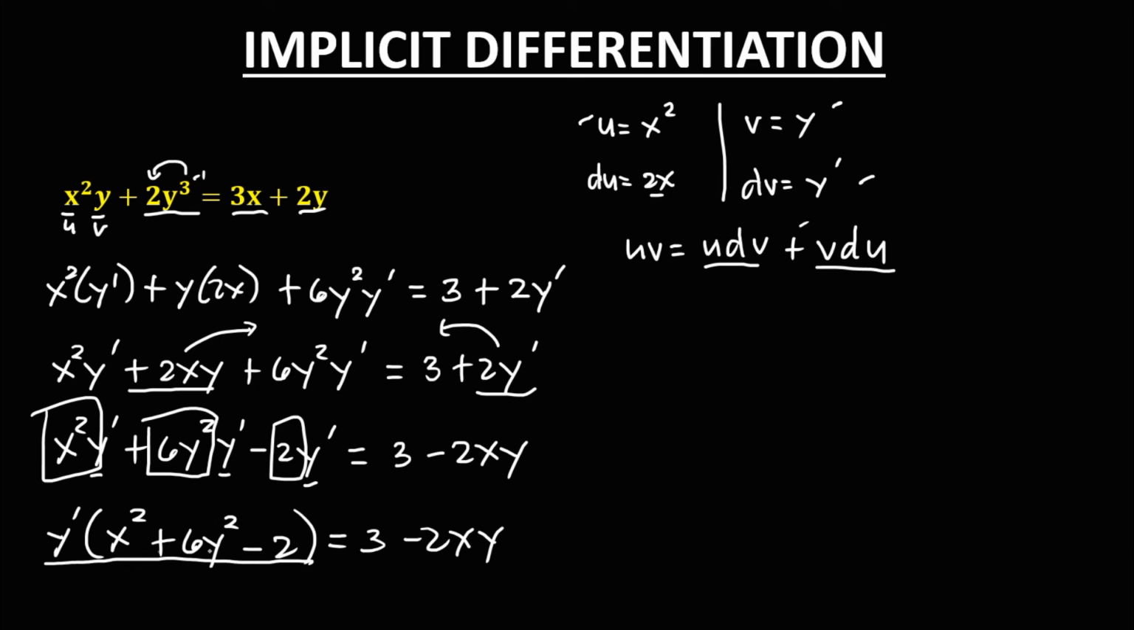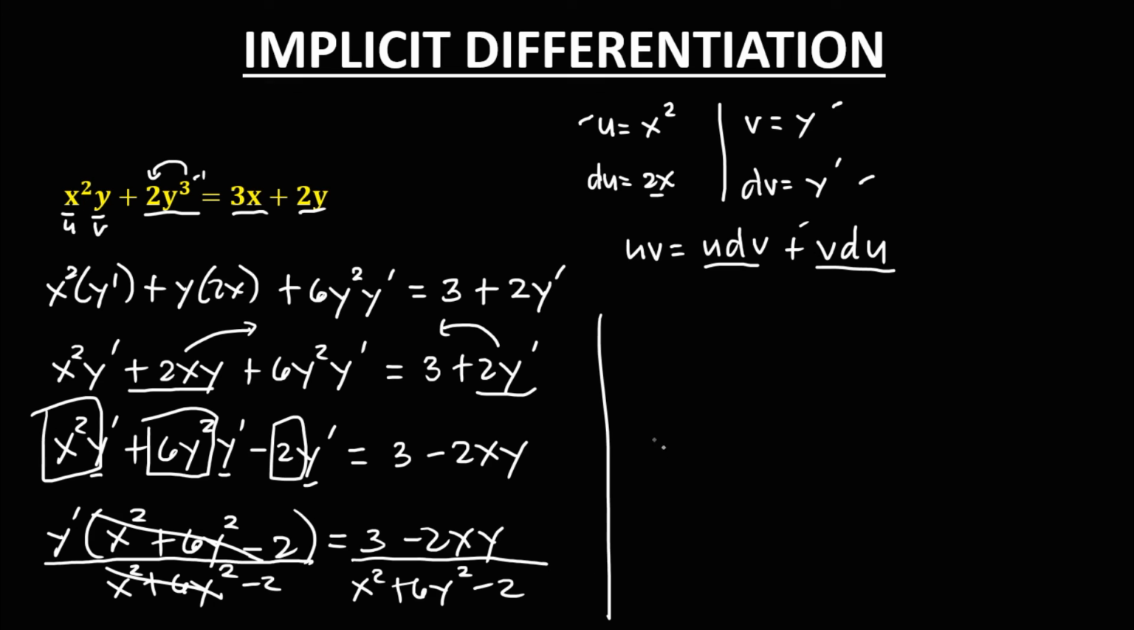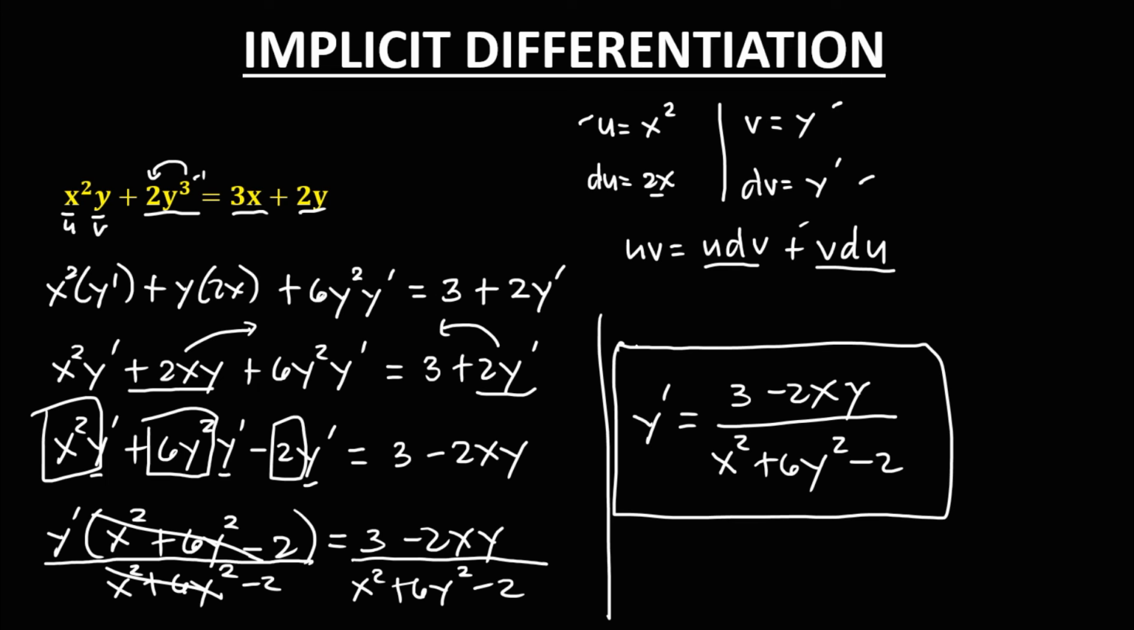Then to solve for y prime, divide both sides by x squared plus 6y squared minus 2. Then also this side, we have x squared plus 6y squared minus 2. Then cancel. Therefore, y prime is equal to 3 minus 2xy over x squared plus 6y squared minus 2. So this is now the derivative.